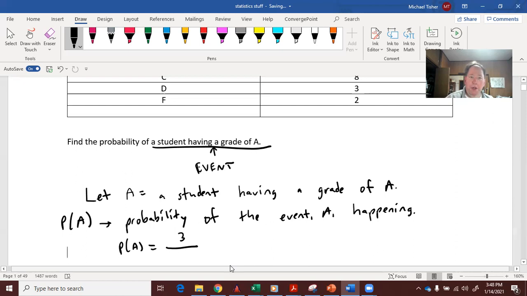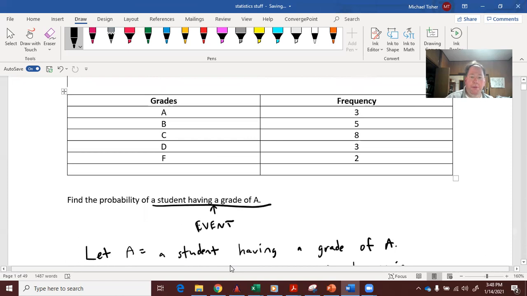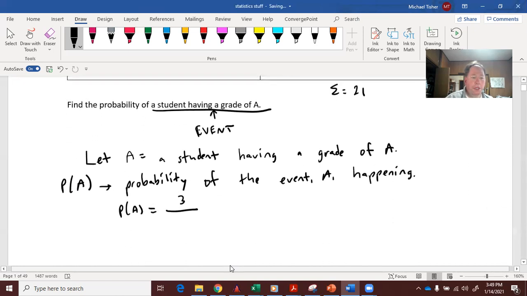In the denominator, we're going to put the total of everybody. So we have the total of all these students. So if you do that, we have 3 plus 5 plus 8 plus 3 plus 2. So that's going to be 21. So the denominator is 21. So the probability of picking a student having a grade of A is 3 over 21. And this reduces to 1 over 7.